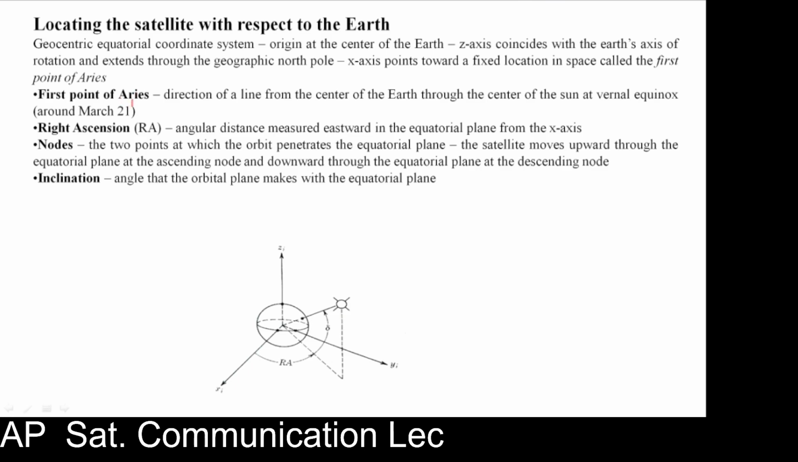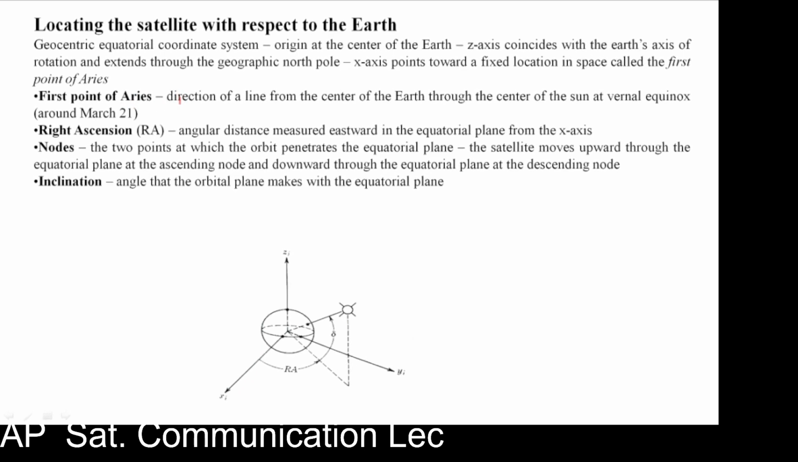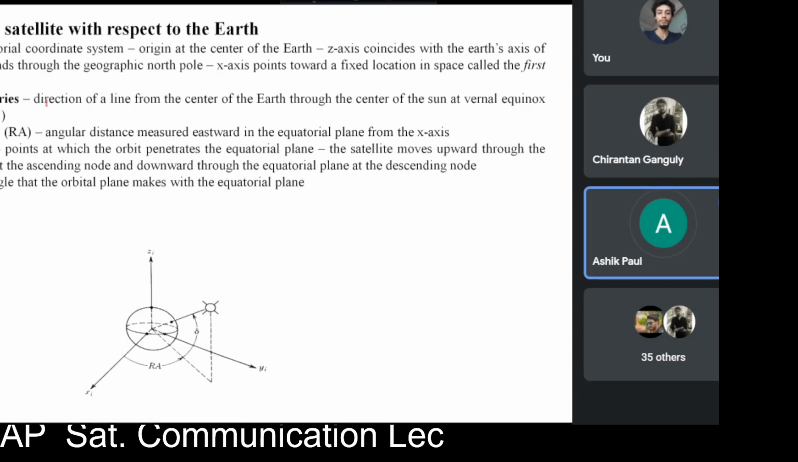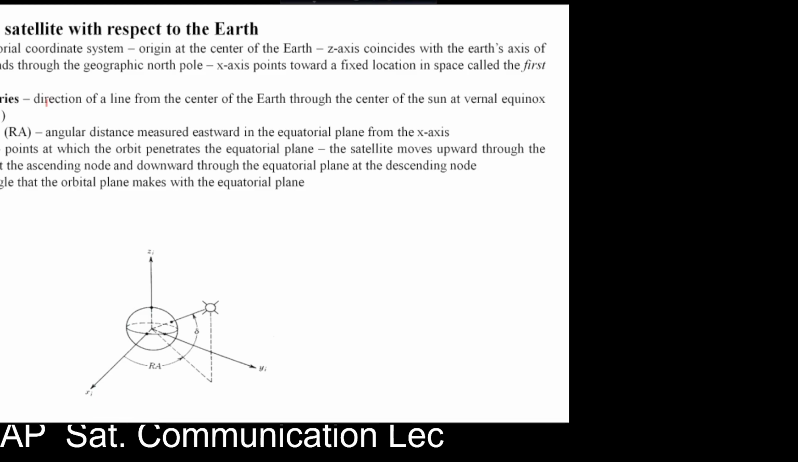So, the first point of Aries is like on the day of the vernal equinox. We know that in a year there are two equinoxes and two solstices, right? The vernal equinox is around 21st March, the autumnal equinox is around September 23rd, while the summer solstice is around 21st or 22nd of June, and the December solstice or the winter solstice is around December 21st or 22nd.